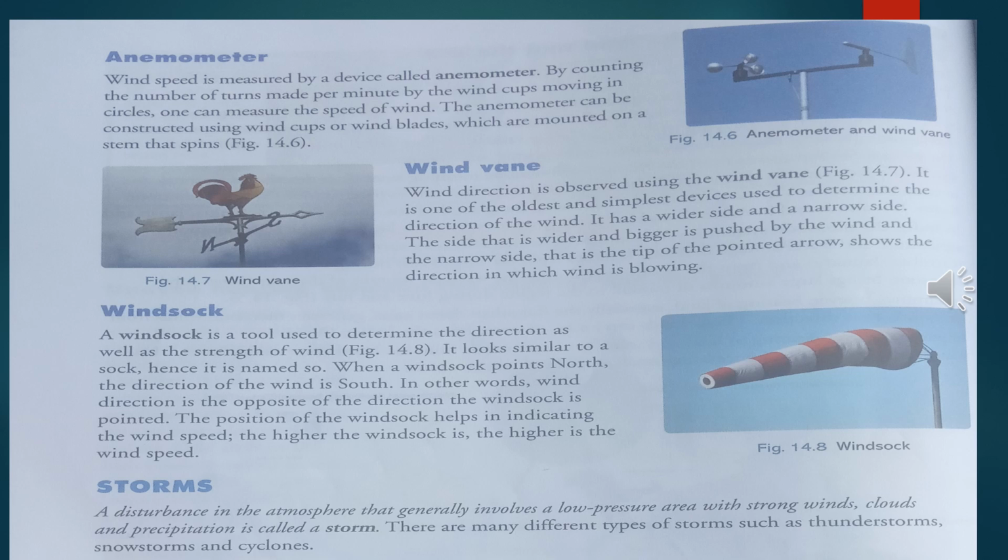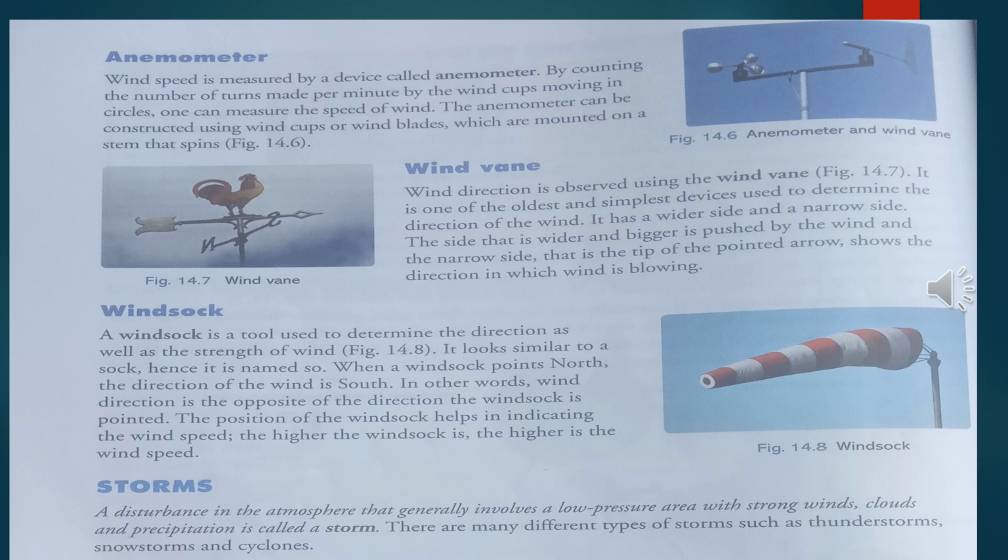By counting the number of turns made per minute by the wind cups moving in circles, one can measure the speed of wind. The anemometer can be constructed using wind cups or wind blades, which are mounted on a stem that spins. And this kind of device we can see in airports also.